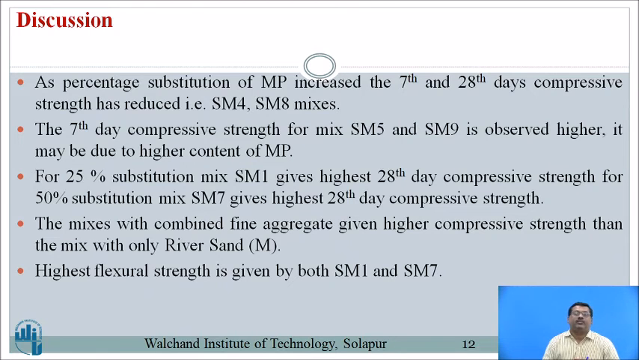The mixes with combined fine aggregate have given higher compressive strength than the mixes with only river sand. So substitution is good from the strength point of view. Only the percentage we have to decide based on the workability we need and the strength. Now, the highest flexural strength is given by both SM1 and SM7. So in case of 25% substitution, you go for SM1, and if you want 50% substitution, you go for SM7. That is the key point of discussion in this entire study.